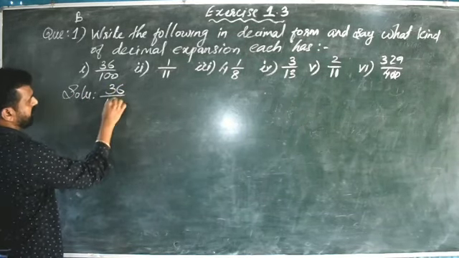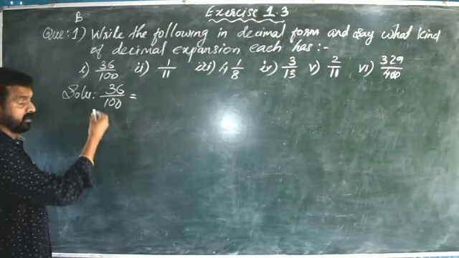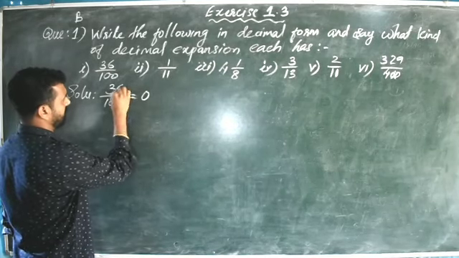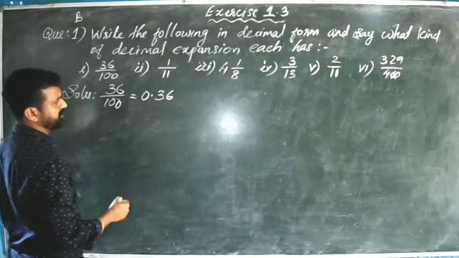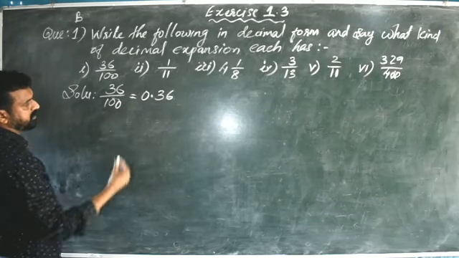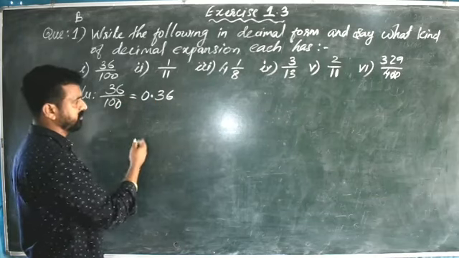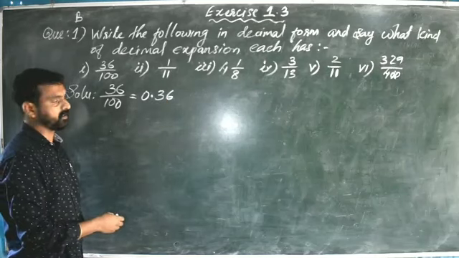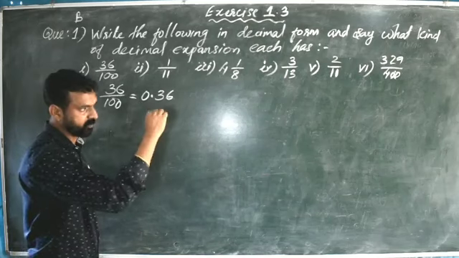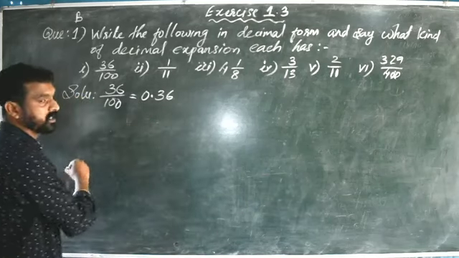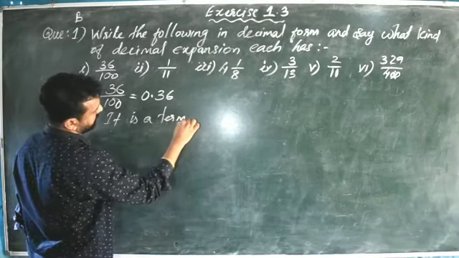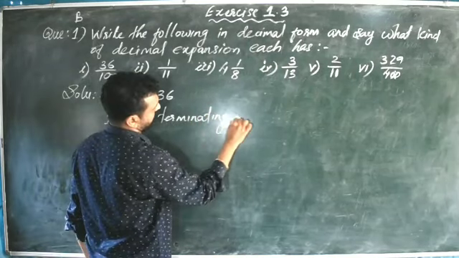36 divided by 100. No need of dividing this one. In 36 by 100, the denominator has 2 zeros, so write the same number and put the decimal point so that 2 decimal places come in the answer. That is the answer, 0.36. Even if you divide, it will come 0.36. The division process will finish and you will get the remainder 0. So it is a terminating decimal, and here we have to write that it is a terminating decimal.